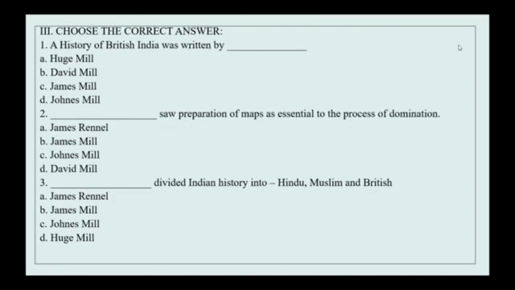Next, third question. Dash divided Indian history into Hindu, Muslim and British. Who divided Indian history into Hindu, Muslim and British? Option A, James Rennell. Option B, James Mill. Option C, Jones Mill. And option D, Hugh Mill. The right answer is option B, James Mill.